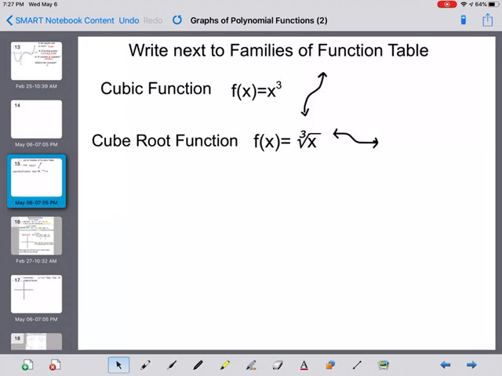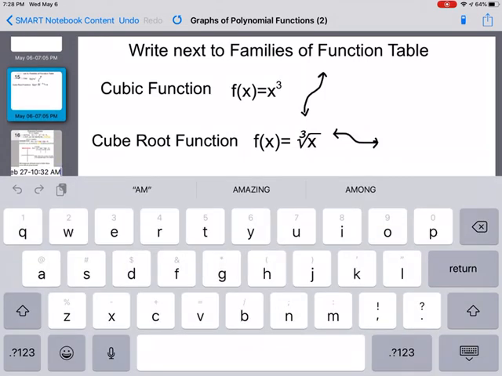Okay, so if you go back to the table you wrote the other day on families of functions, I didn't give you these two, but they do show up, so I just want you to quickly write them down. So just pause this, add those. Cubic function looks like that. Cube root function looks like that. Great.